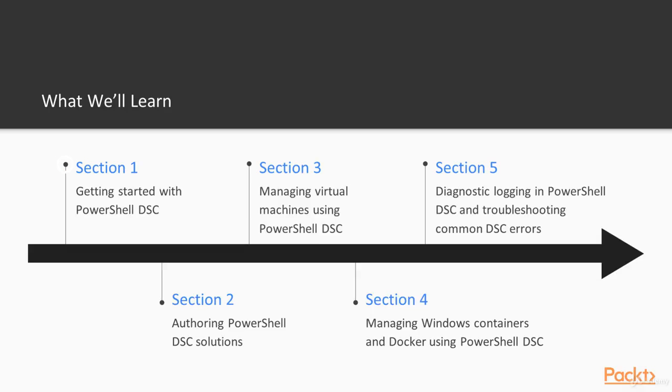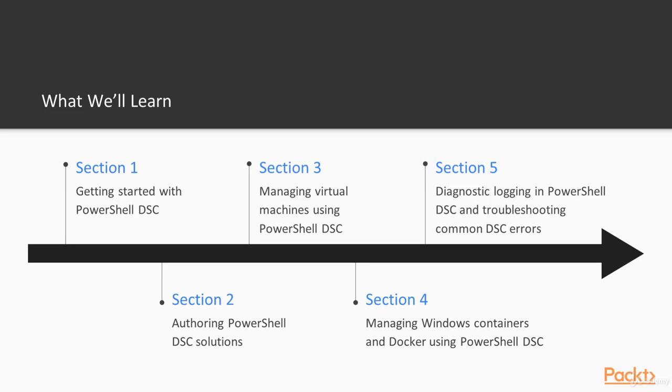In this section, we'll help you to get started with PowerShell DSC. We'll see how we can author custom DSC solutions. We'll also see how we can install and configure virtual machines and manage these virtual machines using PowerShell DSC. We'll get an introduction to Windows containers and Docker and see how we can use PowerShell DSC to manage Windows containers and Docker. We'll see what are the diagnostic logging options in PowerShell DSC and how we can troubleshoot common DSC errors.